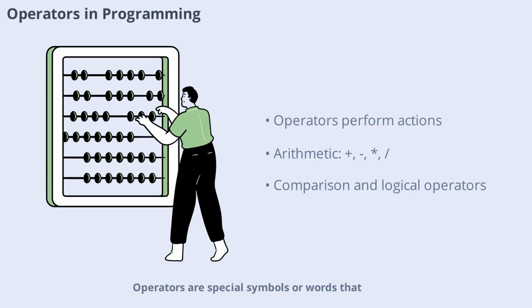Operators are special symbols or words that let you perform actions on variables and values. The most common operators are arithmetic ones like addition (plus), subtraction, multiplication, and division. There are also comparison operators like equal to (equals) or greater than, which help you compare values. Logical operators such as and or let you combine conditions. Operators are essential for making calculations and decisions in your code, allowing your programs to process and analyze data.